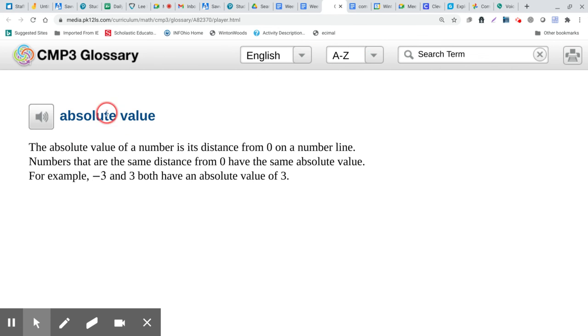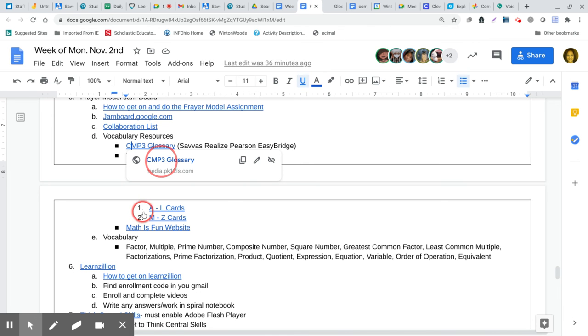But absolute value is the first vocabulary word. So it says the absolute value. Anybody want to read this? So it literally means the distance from zero. So whether you're dealing with a negative number or a positive number, what the absolute value is describing is the distance from zero. So the absolute value of -3 is 3. The absolute value of 3 is 3. It's describing the distance from zero. It's always going to be positive. Distance is always positive.